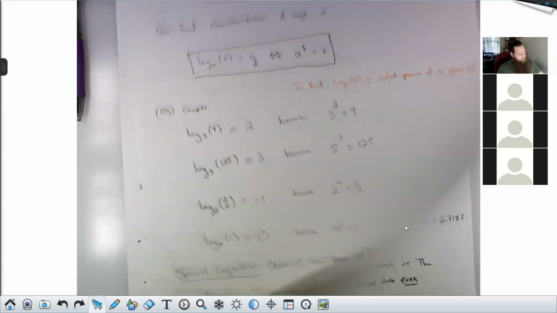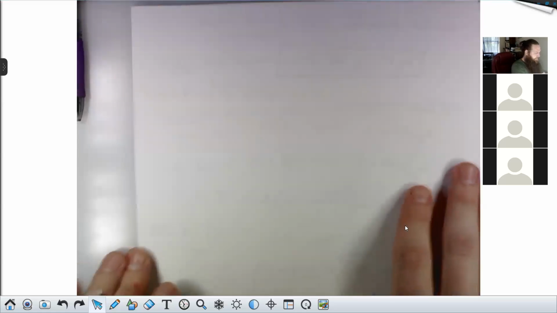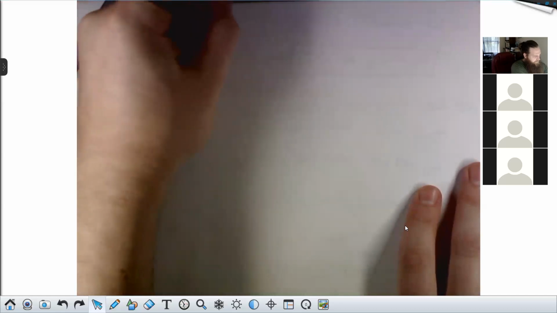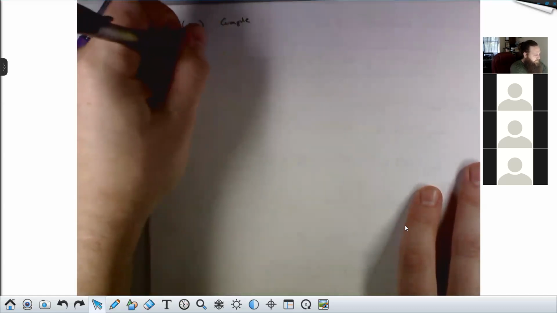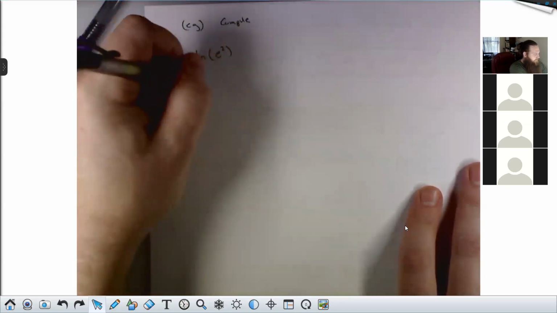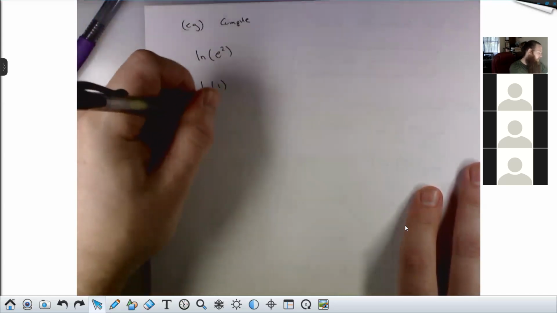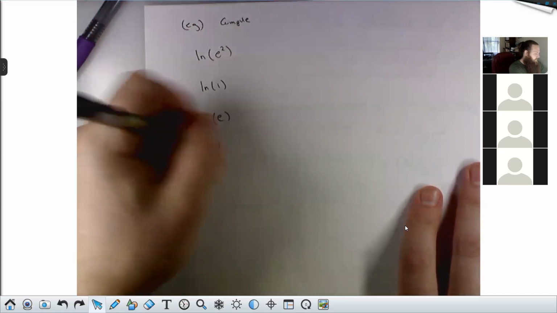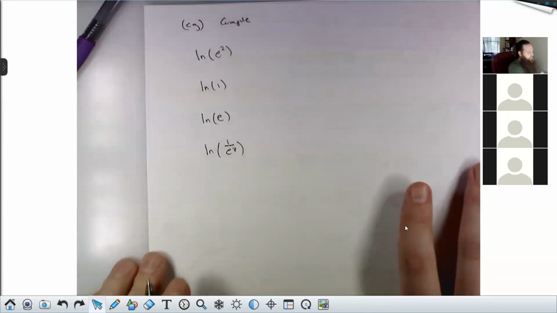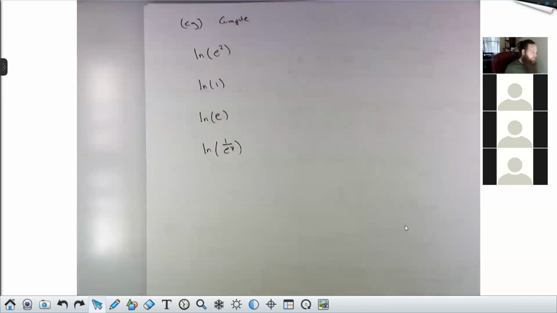Let's do it. Let's compute the ln of e squared, the ln of 1, the ln of e itself, and the ln of 1 over e to the 7. Okay. So remember the question you should be asking yourself. What power of the base gives the inside? So in this first one, what is the base? e, right? Because ln always means base e.